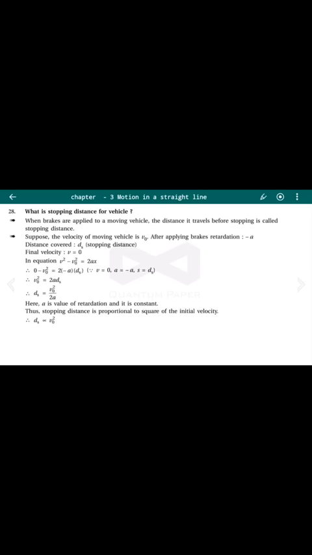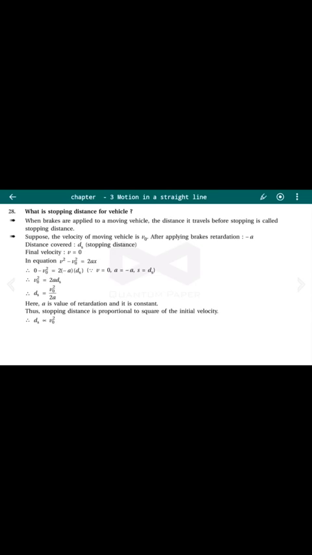Thus, the kinematic equation v square minus v0 square equals 2ax can be written as, instead of v square, 0 square, because the final velocity is 0 and the initial velocity we are taking as v0. So, it will be minus v0 square equals 2 into minus a, because here the vehicle is retarding or decelerating. Instead of x, the distance, we are denoting by ds, the stopping distance. So, the equation becomes minus v0 square equals minus 2a ds.